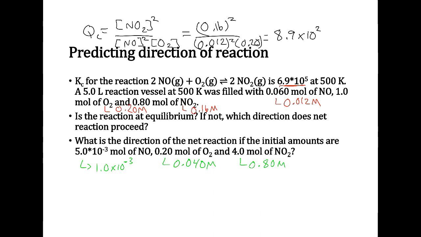This number is 3 orders of magnitude smaller than Kc, so that means the reaction is going to proceed to the right for this set of conditions. So go ahead on your own, calculate what QC should be for this set of conditions, these initial amounts, and predict whether or not the reaction goes to the left or to the right.